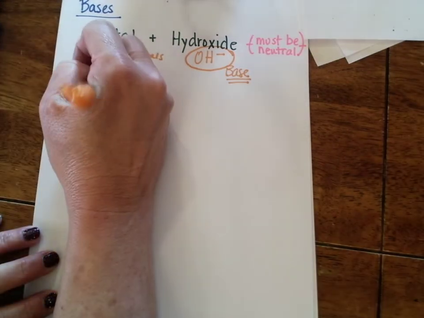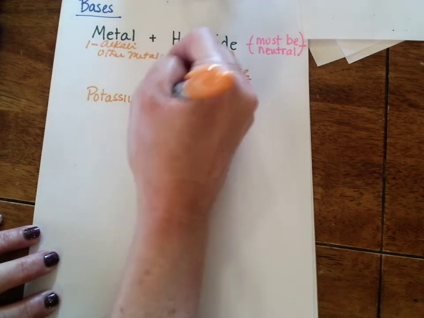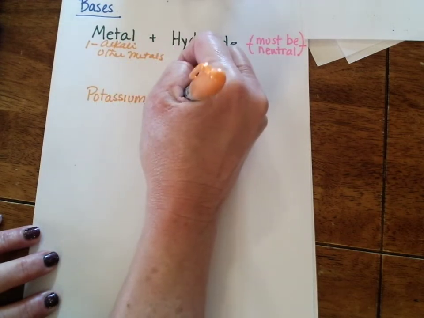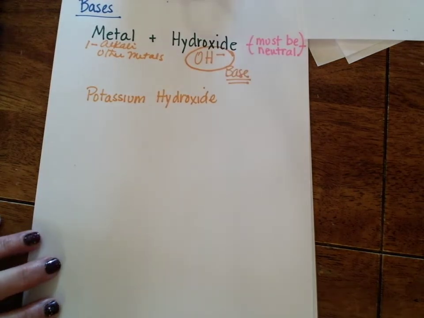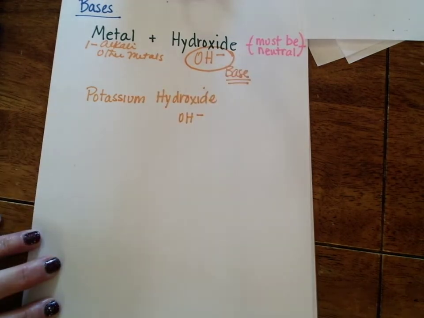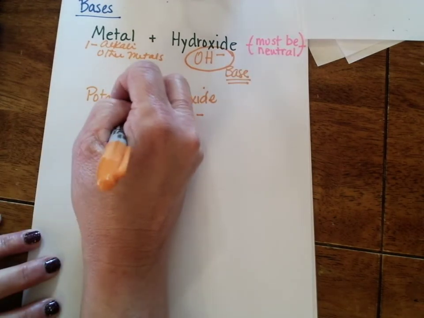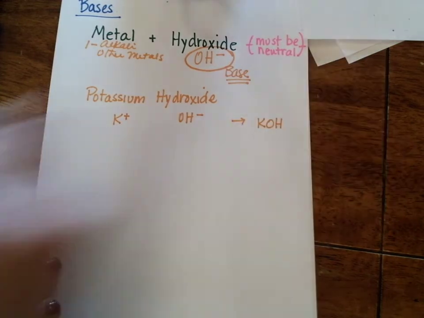Let's talk about potassium. We'll use that one. Potassium hydroxide. I know it's a base because it has hydroxide. So I know hydroxide is OH minus. If I go to my periodic table and I find potassium, I know it's K plus. So this would just be KOH.